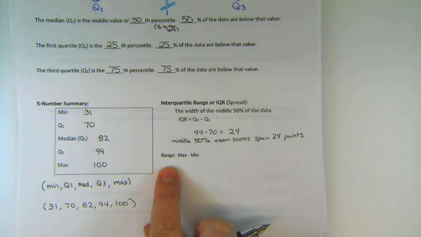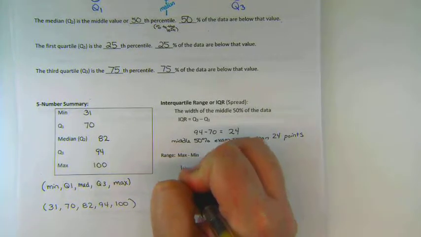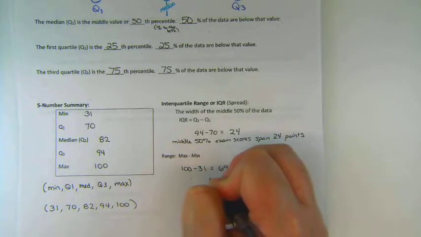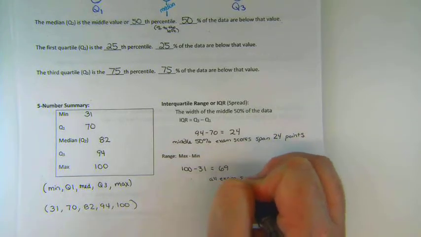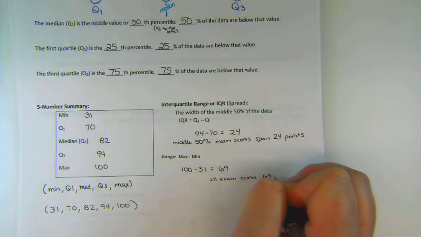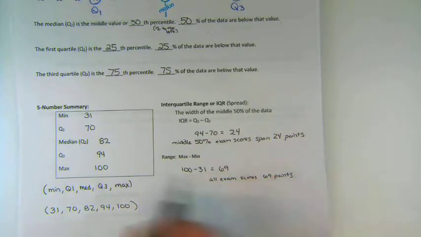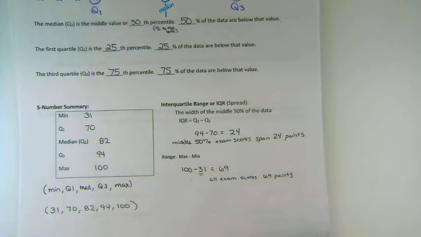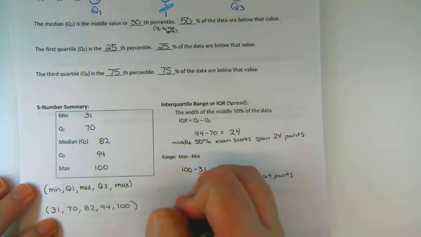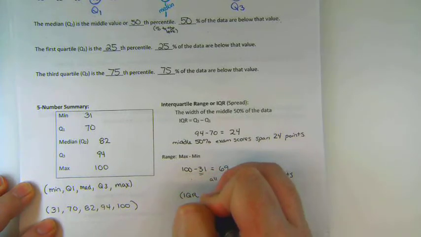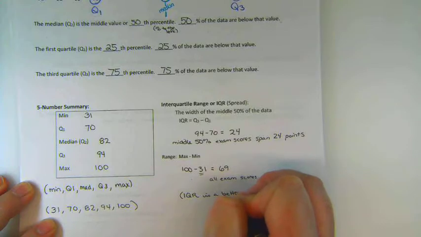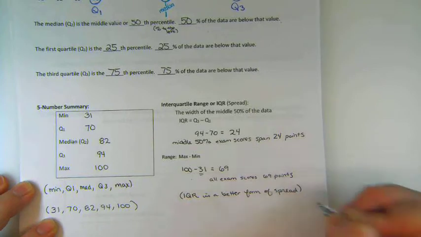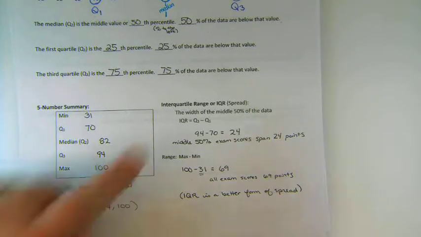There's also something called the range, which takes the maximum minus the minimum. So this gives you an idea of how the complete data spans. So all exam scores span 69 points. However, as you can see, because we're still trying to avoid this outlier of 31, we don't want it influencing things. And if there's an outlier, it's going to be part of the calculation. So the interquartile range is a better form of spread than the actual range. So rarely will I actually ask you for the range because the interquartile range is better.